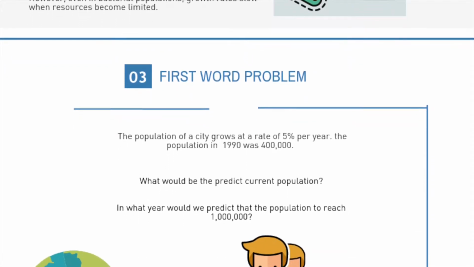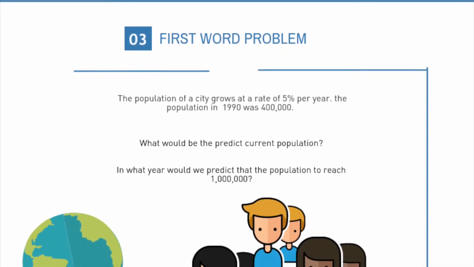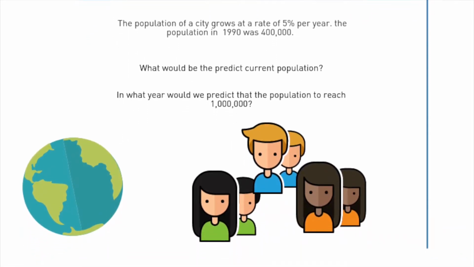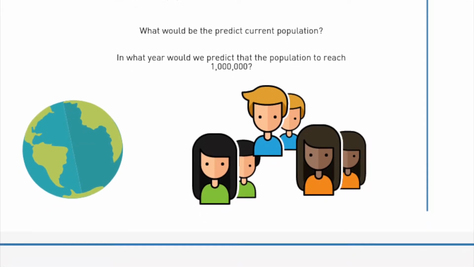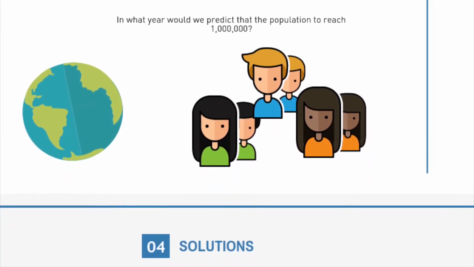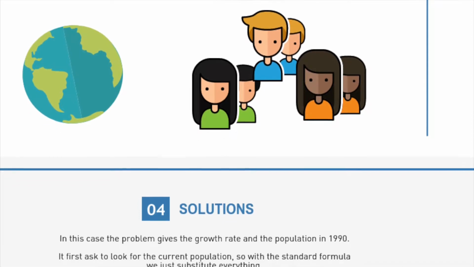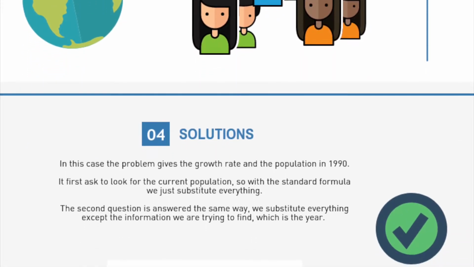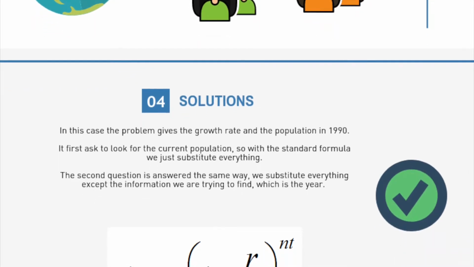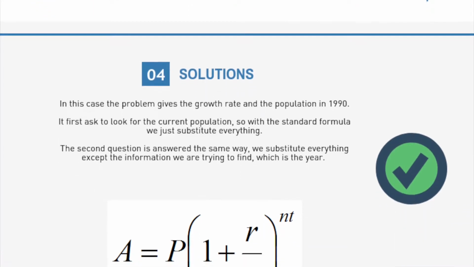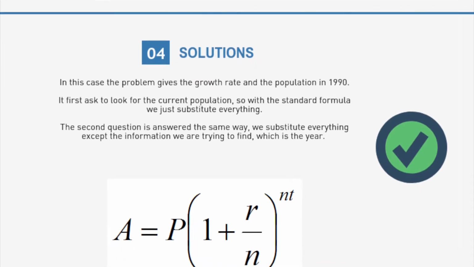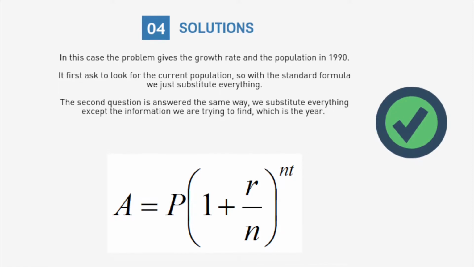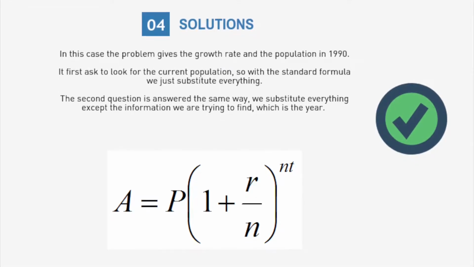The population in 1990 was 400,000. What would be the current population, and in what year would we predict the population to reach 1 million? In this case, the problem gives the growth rate and the population in 1990. It first asks to look for the current population, so with the standard formula we just substitute everything. The second question is answered the same way. We substitute everything except the information we are trying to find, which is the year. The standard formula being A equals P(1 + R/N)^(NT), with NT as an exponent.